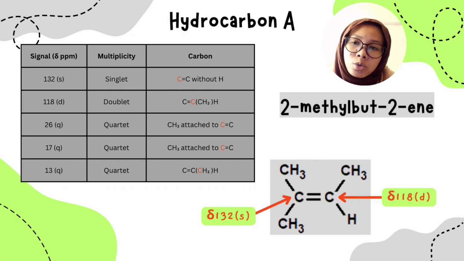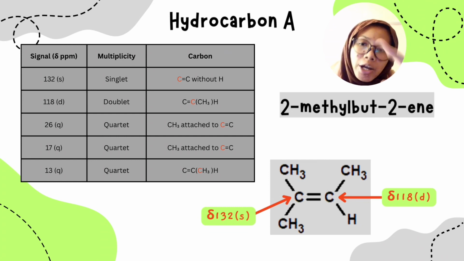The 132 ppm signal is a singlet, meaning it has no attached hydrogen. It is also more deshielded, so it appears further downfield. The 180 ppm signal is a doublet, meaning it has one attached hydrogen. So it is slightly more shielded, which explains the lower shift.